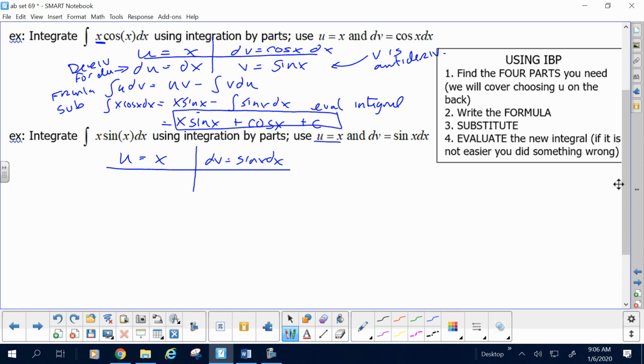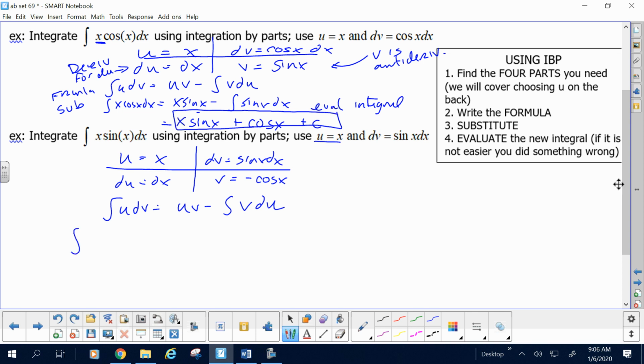How do I find du? If I have u as x, then du is dx. And if dv is sine of x, then v is the antiderivative of sine. Is that negative cosine or just cosine? Negative cosine. That checks because the derivative of negative cosine would be positive sine. So that's cool. Now, I write my basic formula. The more you write something, the more you remember it, and the more quickly you get it into your memory. So write the formula. Not to mention, it serves as a blueprint for you to plug stuff in.